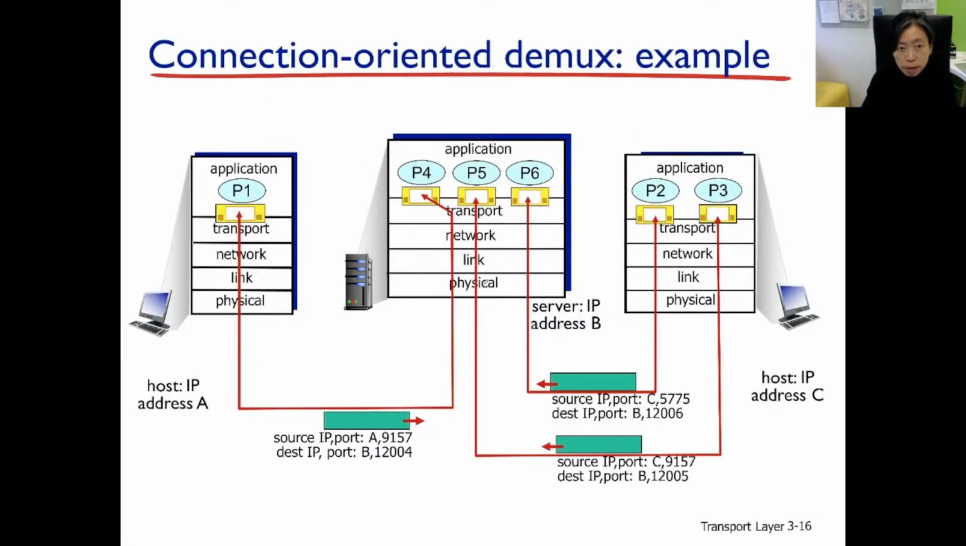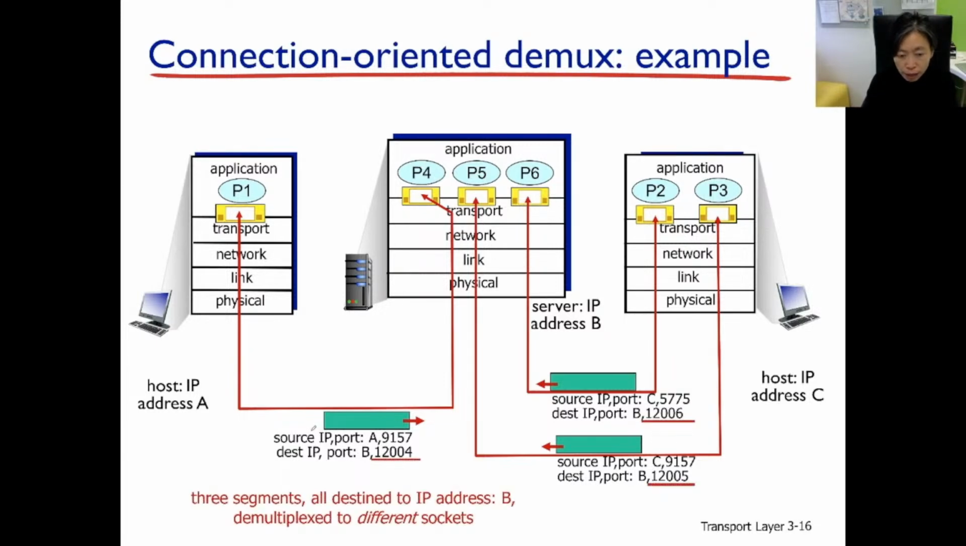Now let me use an example to illustrate and explain. We have a scenario where three segments are being sent from clients A and C to the server in the middle, B. All three segments are destined to B, and they're supposed to be demultiplexed to two different sockets. Now, the sockets will be using a 4-tuple to decide. And what will be the 4-tuple? Well, source IP address A, destination IP address B, and what? Source port number and destination port number. So these four values are going to be associated with this socket.